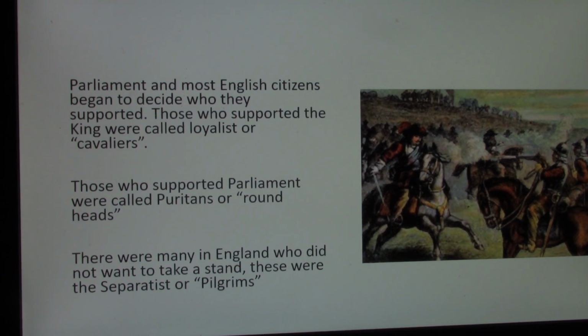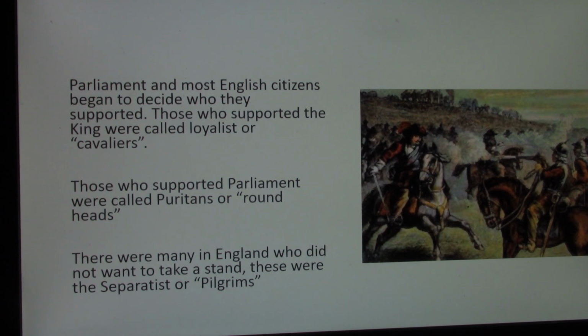Parliament and most English citizens wanted to decide that if you supported the king, you would be called a loyalist or a cavalier. For those who supported Parliament, they were called Puritans because they wished to purify the Church of England from its popish ways. They were also called Roundheads because of the style of haircuts they had. Now, quite a few Englishmen saw themselves as loyalists. Quite a few Englishmen saw themselves as Puritans. But quite a few Englishmen did not take any side.